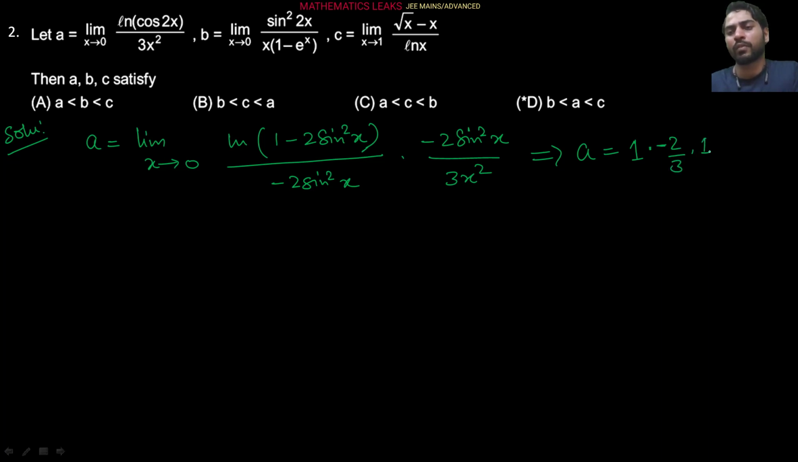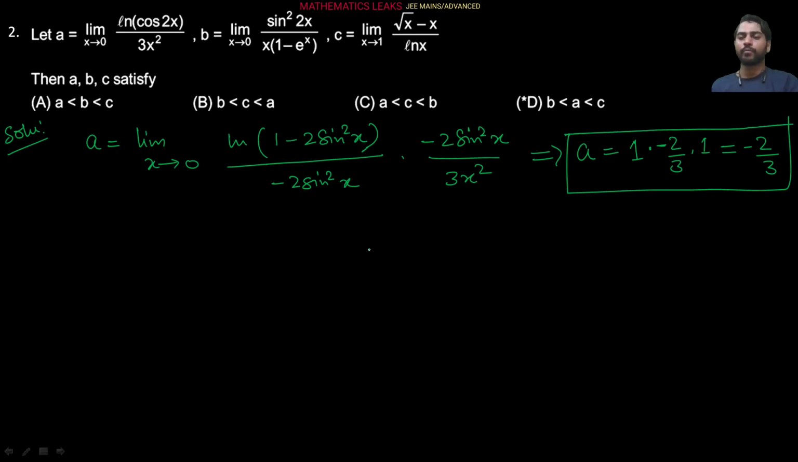So that will become what here? Minus of 2 by 3 everybody, minus of 2 by 3. This is the value everyone. A value is minus of 2 by 3, right?